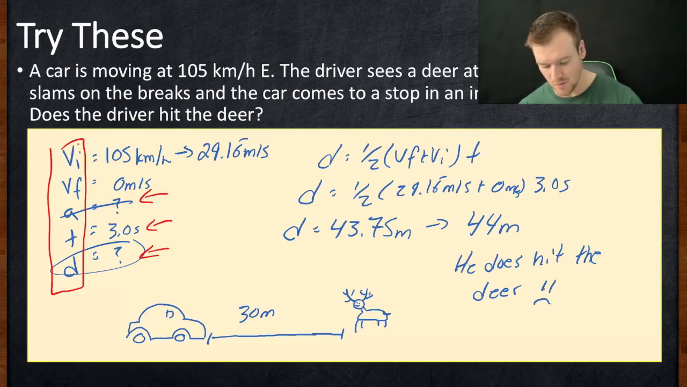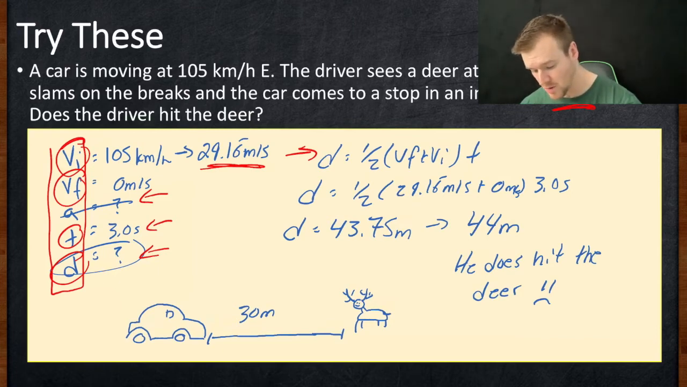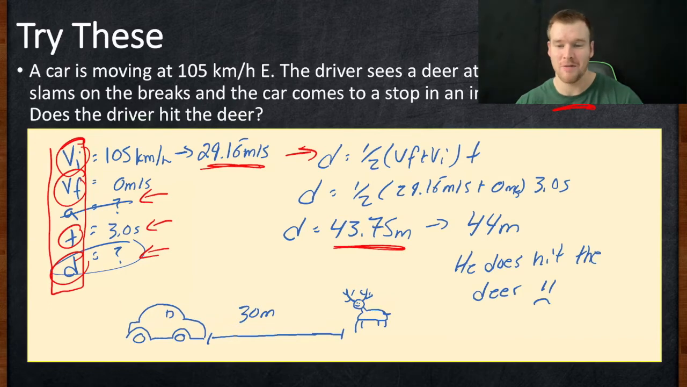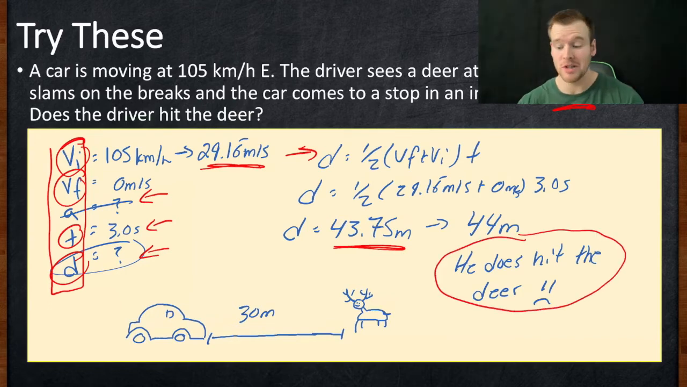We want the equation with VI, VF, T, and D. And that's the one that we have over here that we introduced in this lesson. I do want to note that I converted to meters per second because we had seconds for our time. So that's 29.16. I have D is equal to half VF plus VI times T. Then I plug in for that and I get a value of 43.75 meters. So unfortunately, he does hit the deer, which is not good.